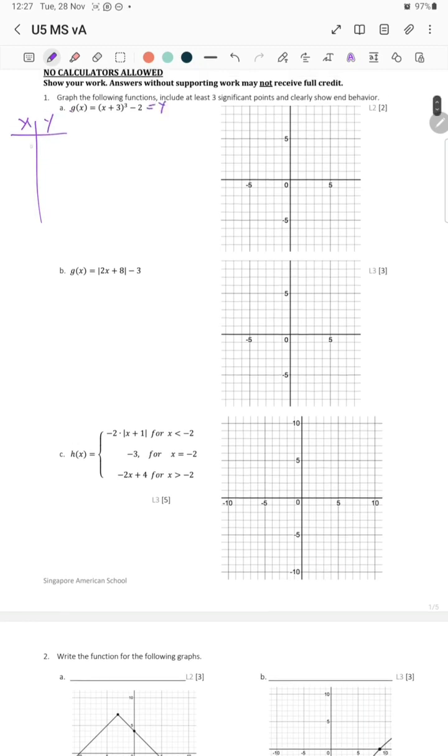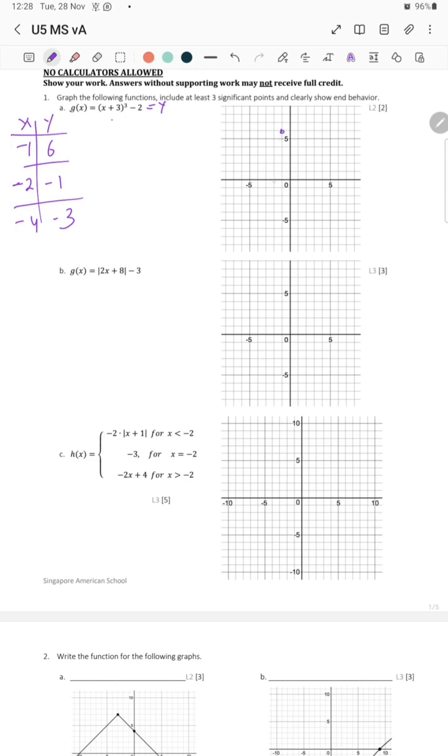This function is named y, and let's take the value of x at -1. -1 plus 3 would be 2. 2 cubed is 8. 8 minus 2 is 6. For -2: -2 plus 3 is 1. 1 cubed is 1. 1 minus 2 is -1. For -4: -4 plus 3 is -1. Cubed is -1. Minus 2 gives -3.